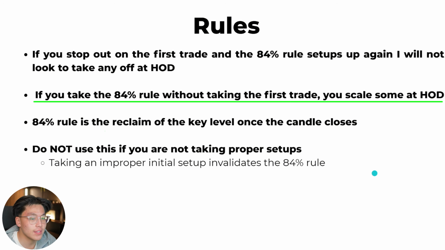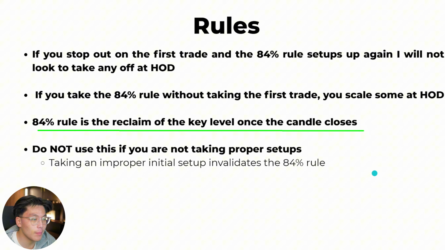Next, what we have is the 84% rule, which is a reclaim of a key level once the candle closes. What you have to understand is the 84% rule is a reclaim and not a retest. 90% of the 84% rule trades that I take are reclaim trades, and the best reclaim trades occur when price does not come back down to retest.